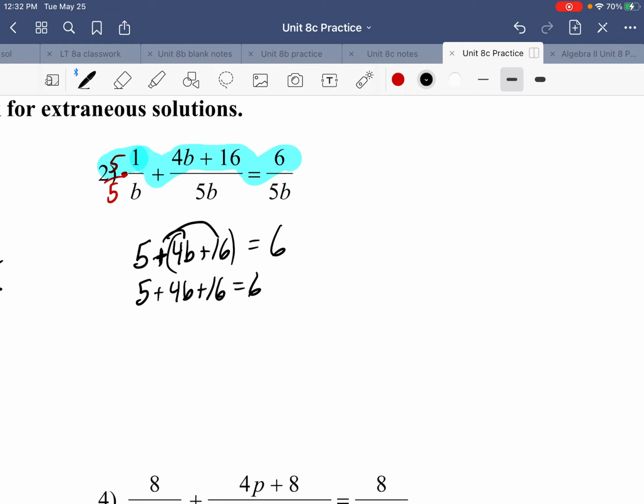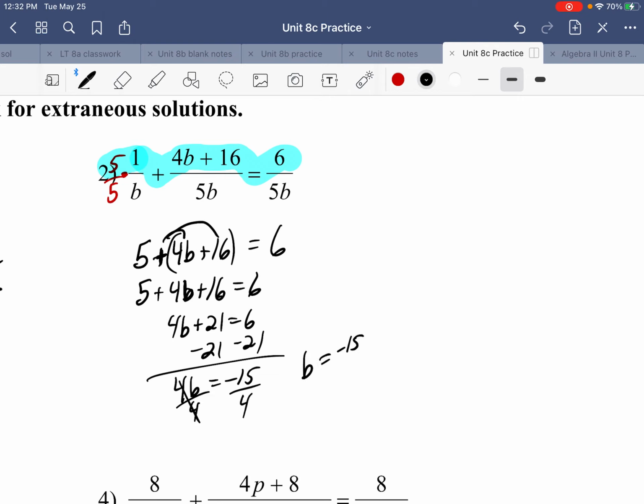And now we have 5 plus 16 is 21. Subtract 21. We have 4b equals negative 15, divided by 4. You get b equals negative 15 over 4.